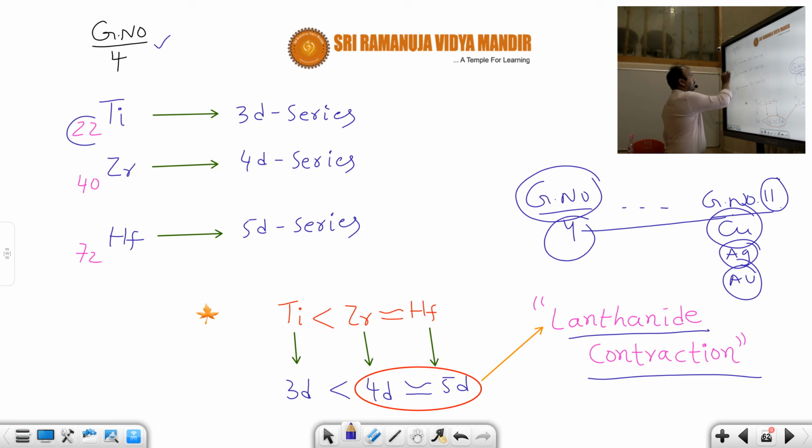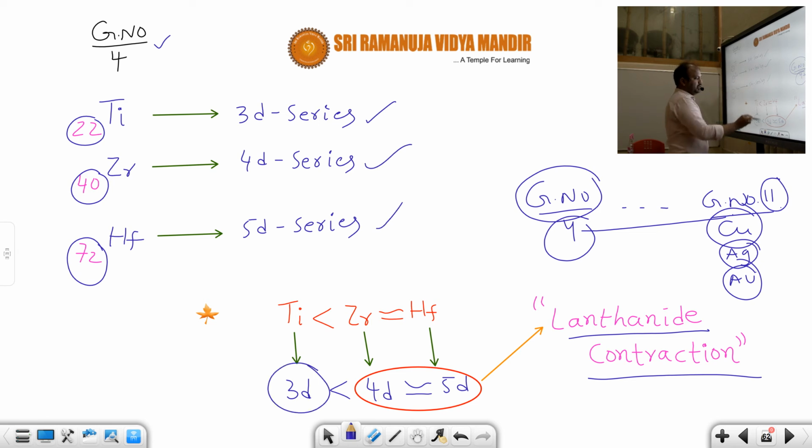Titanium has atomic number 22, zirconium 40, hafnium 72. This is the 3D series, 4D, 5D. I already told you that compared with the 3D series, the 4D series has a larger atomic radius, but we expected 5D to be larger than 4D. However, the 4D and 5D series elements have similar atomic radius due to lanthanide contraction. Where is this contraction seen? From group number 4 up to group number 11 in the D block or transition elements.